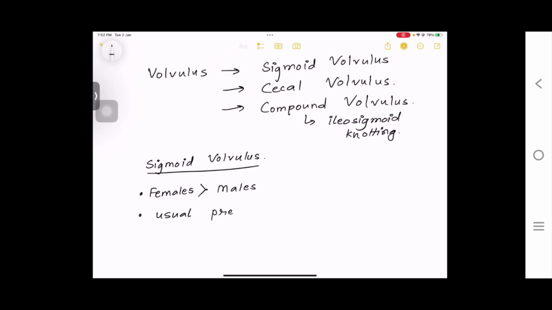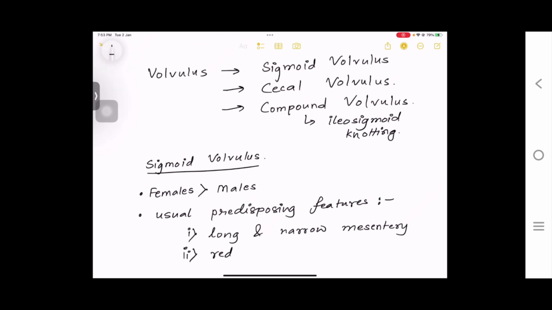One, it is more common in females rather than males. And one question that will arise to you: why is sigmoid volvulus occurring in one person and why is it not occurring in the other person? The answer to this is that there are some predisposing factors which lead to the formation of sigmoid volvulus. First, if there is a long and narrow mesentery, then it has more chances of rotating around itself. Second, if there is a redundant sigmoid. And third, if the sigmoid colon is loaded with some fecal matter.